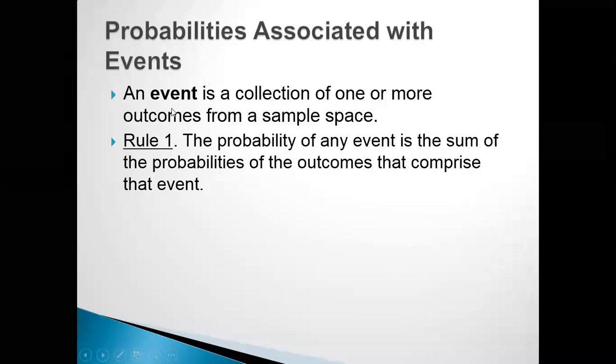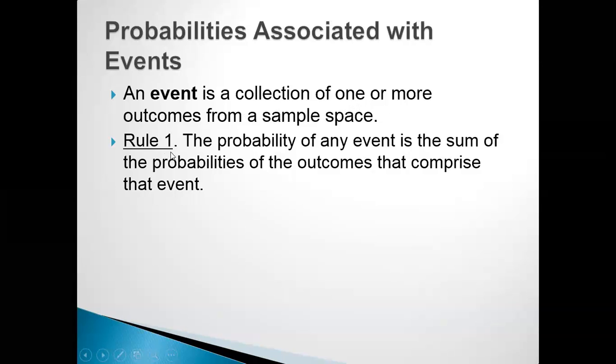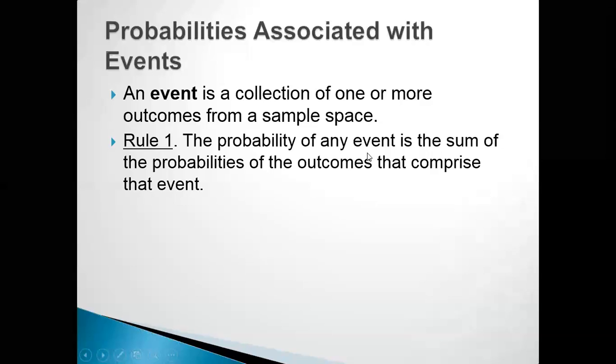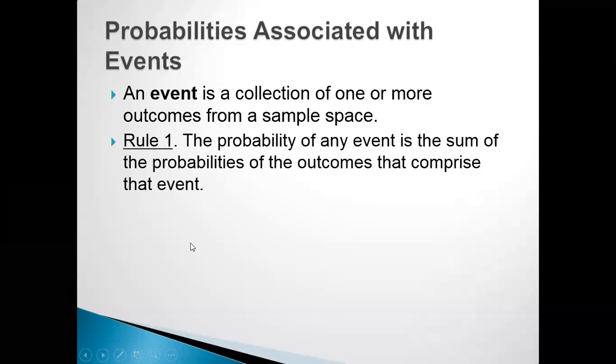Events we have already discussed. What is an event? An event is a collection of one or more outcomes from a sample space. If you have one or more outcomes, then we collectively call it an event, right? Then what is rule 1? The probability of any event is the sum of the probabilities of the outcomes that comprise that event.